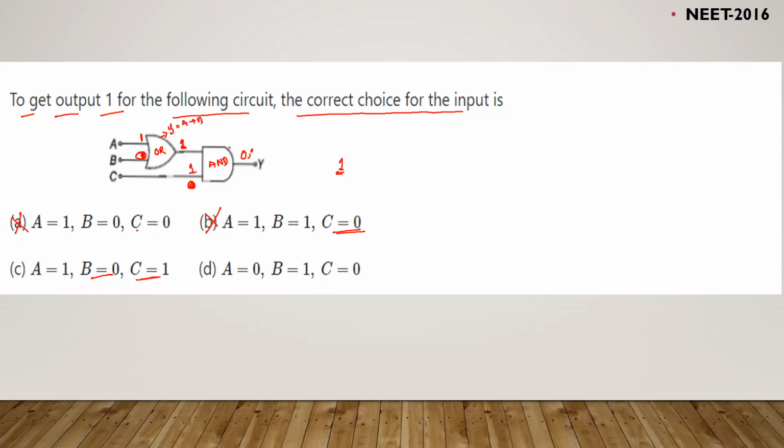Now 1 into 1, AND gate. What is the output for AND gate? Y is equals to A into B. So 1 into 1 will become 1. So this is our right option.